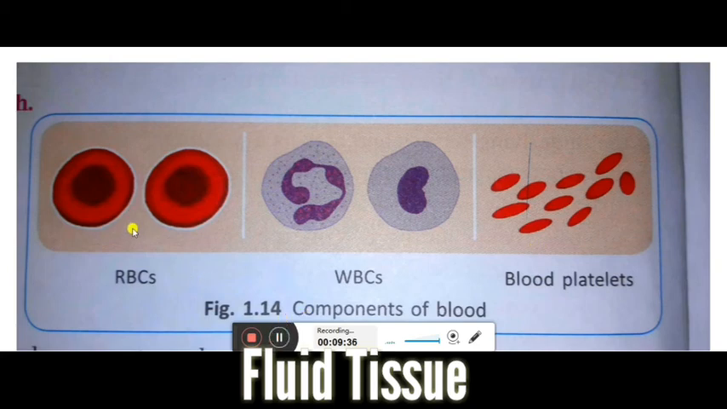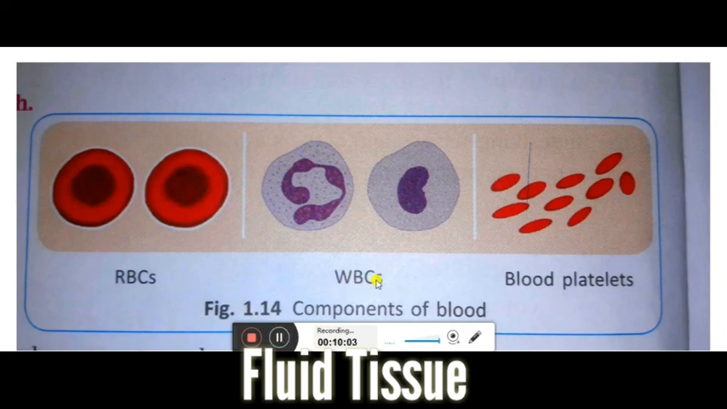One fact about RBC, or you can say about the blood, I want to tell you is that the brain takes 20% of the oxygen from the blood. Whatever oxygen enters our blood, 20% of that oxygen is taken by the brain. So that means the brain needs more and more oxygen.